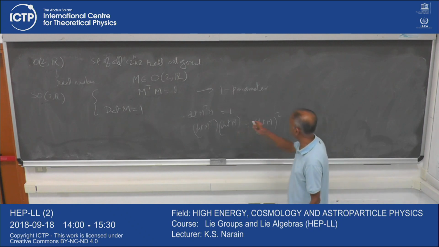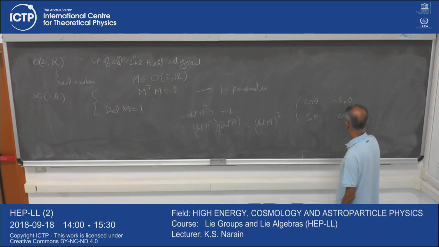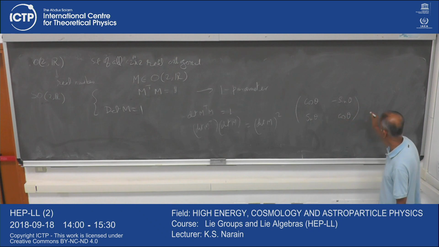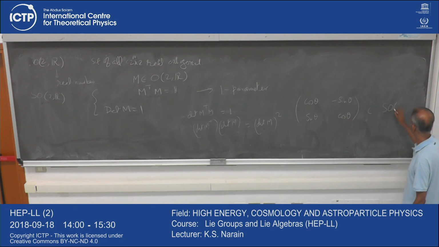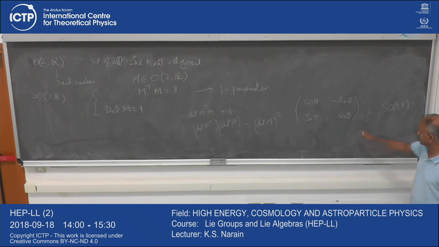So the number of parameters is still 1. And indeed, we found that the matrix which satisfies this condition is this one. This is an element of SO2R because the determinant is 1, and indeed you see that there's only 1 parameter here.